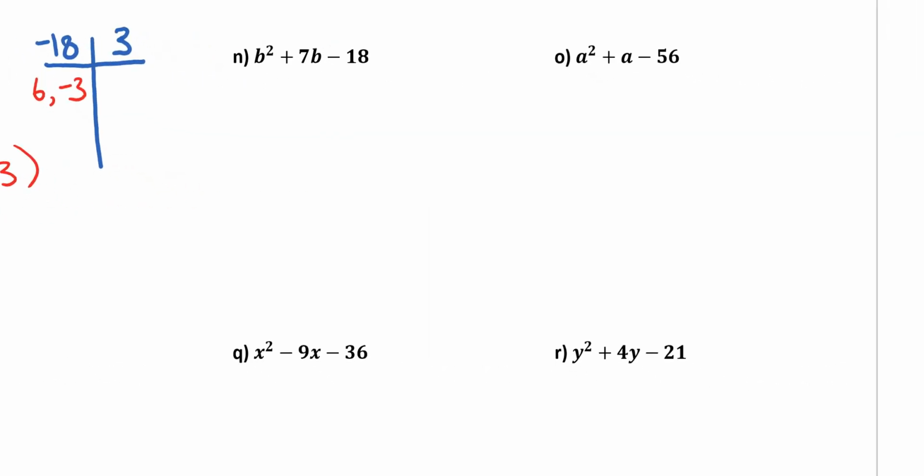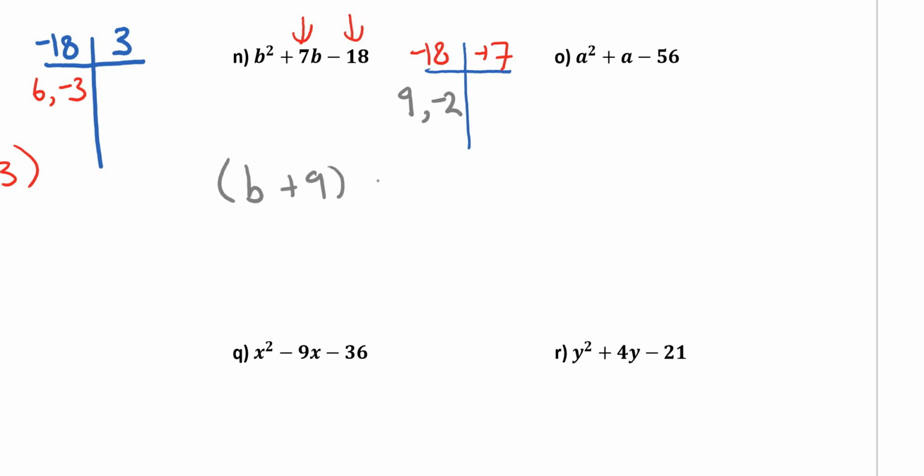All right, for letter M, another table here. My numbers are negative 18, and my middle number is positive 7. So this is pretty good. I like having a combination of positive and negative numbers here. So the numbers that are working for this particular case are 9 and negative 2. All right, so my final answer would be b plus 9 and b minus 2.